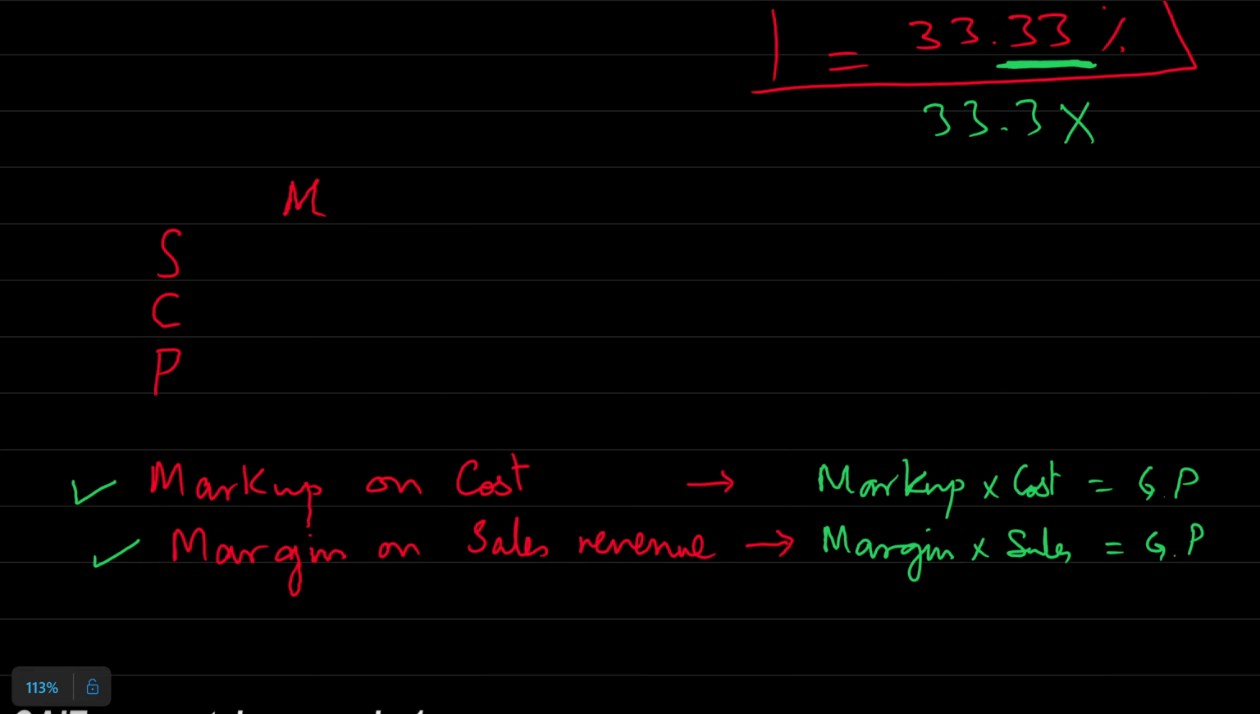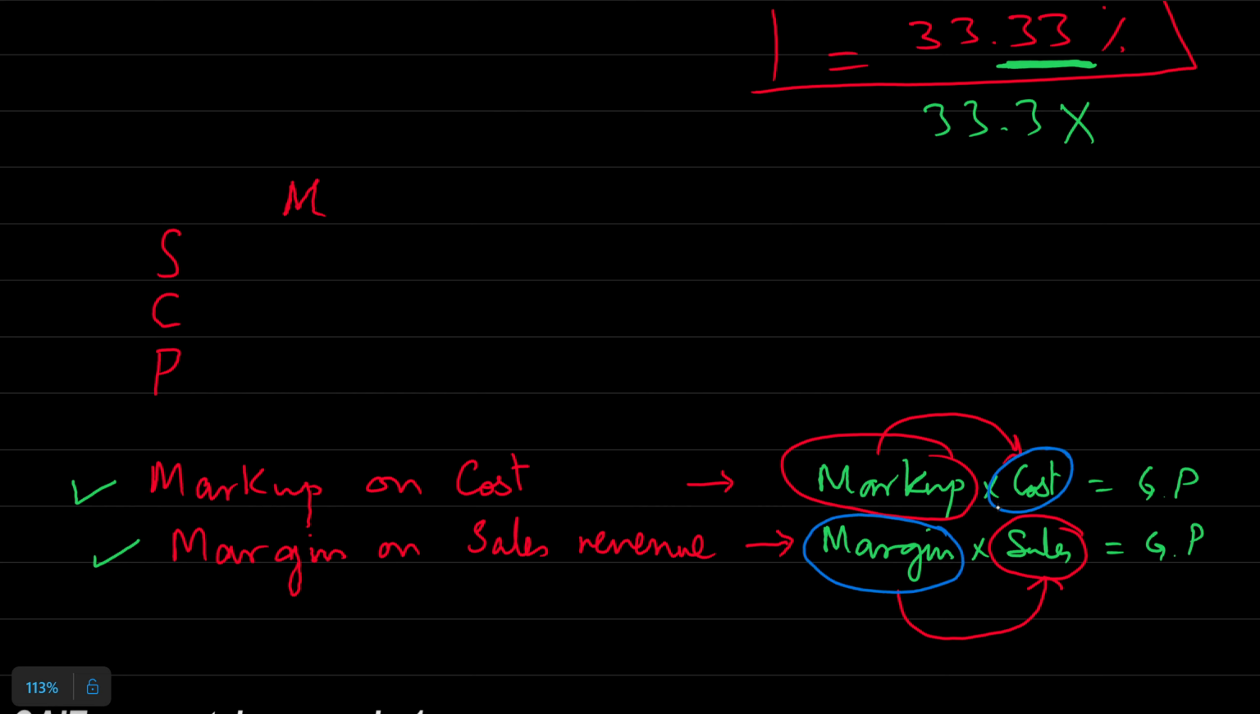And students, you need to know markup can only be multiplied with cost, and margin can only be multiplied with sales revenue. Markup cannot be multiplied with sales revenue, and similarly margin cannot be multiplied with cost. So how to solve this type of problems when we are given markup and sales and when we are given margin and cost? So students, today we will learn the concept of SCP.